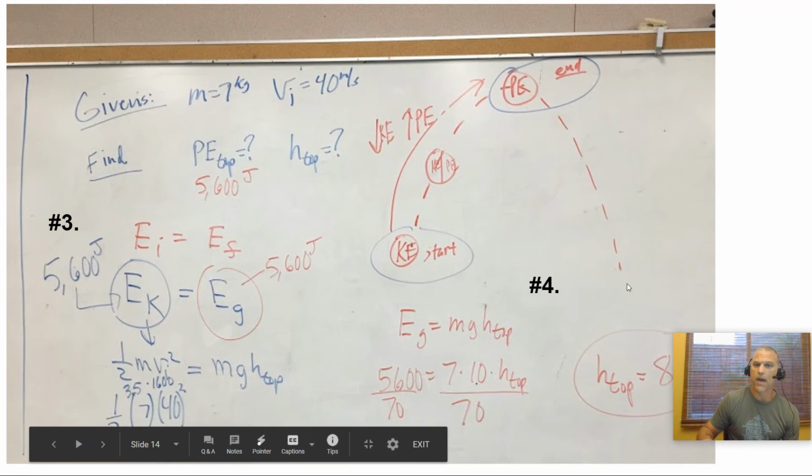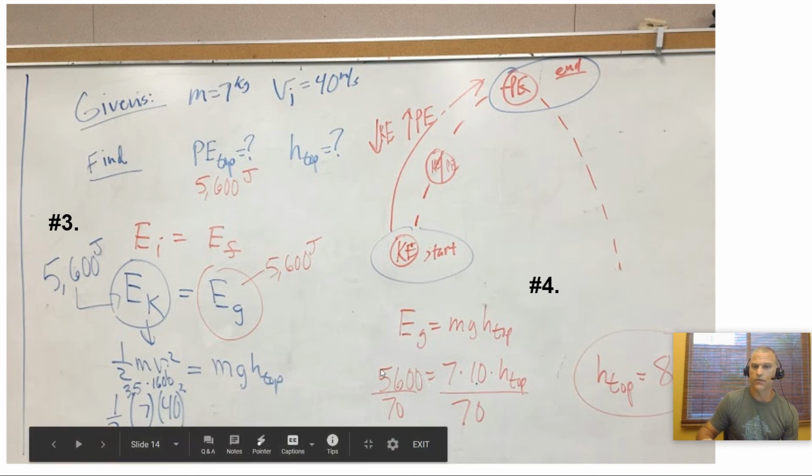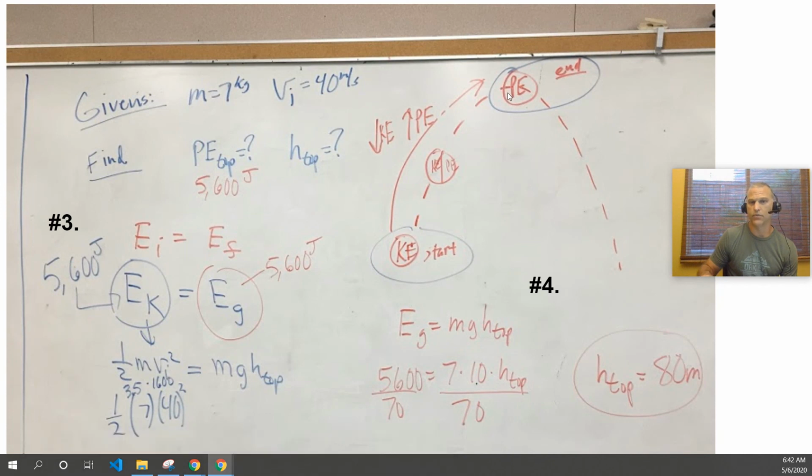And then mathematically, how do I find the height at the top? This is a common calculation. We know the energy total in the system is 5,600. We set that equal to mgh, and we solve for the height at the top, and we get 80 meters if we do that calculation. And again, we're ignoring air resistance, so all of the kinetic energy is transferred to potential.